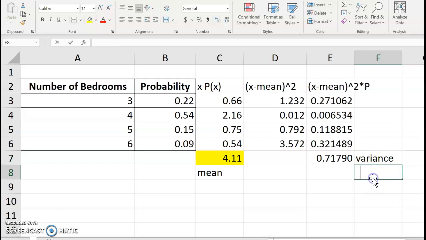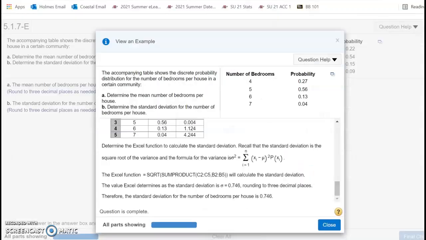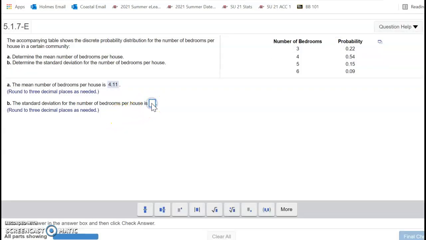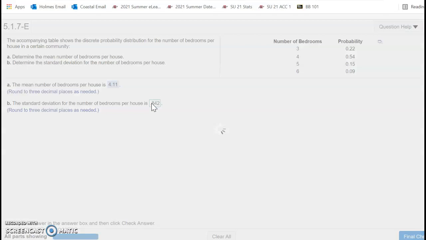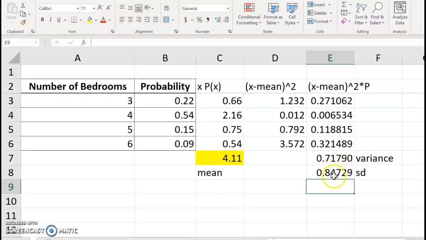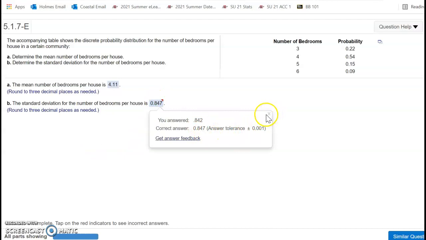And then the standard deviation will be the square root of this value. Okay, let's see if that is right, 0.842. Okay, so we're off a little bit, so let's see, oh no, 0.847, I just typed it in wrong. 0.847 is the correct answer.